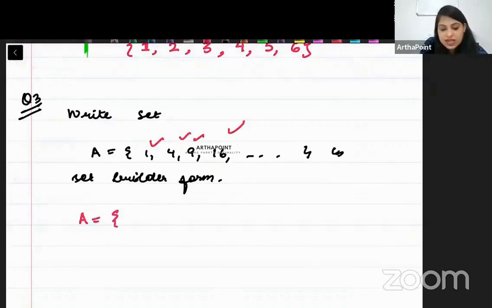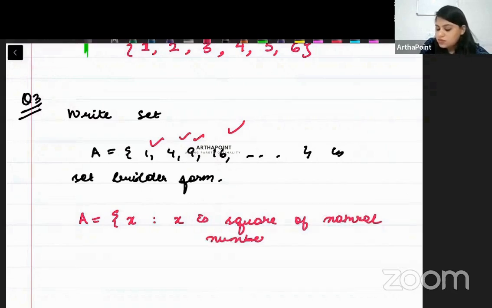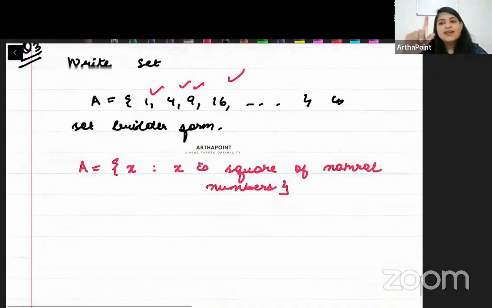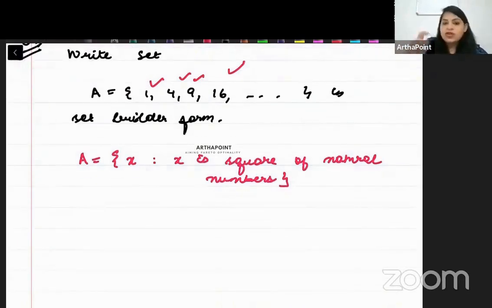It has elements x such that x is square of natural numbers. So I want x such that x is going to be square of the natural number. Yahi wo set A hai. This is clear to us. Or now I will write it in a better format, jaise maths mein aap dekhoge.